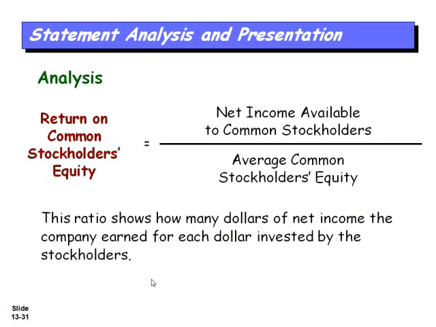Last slide on here is the calculation of ROE. We call this return on common stockholders' equity, ROE: net income available to common stockholders divided by average common shareholders' equity. This ratio shows how many dollars of net income the company earned for each dollar invested by the common stockholders.